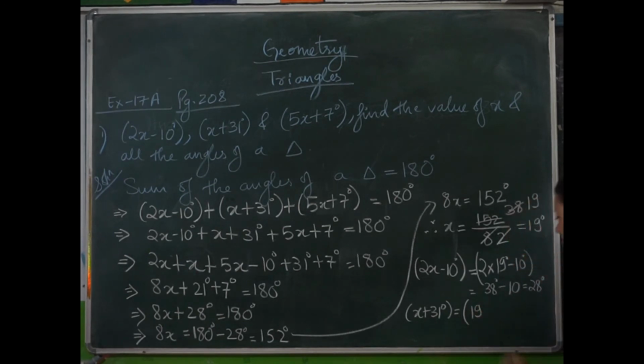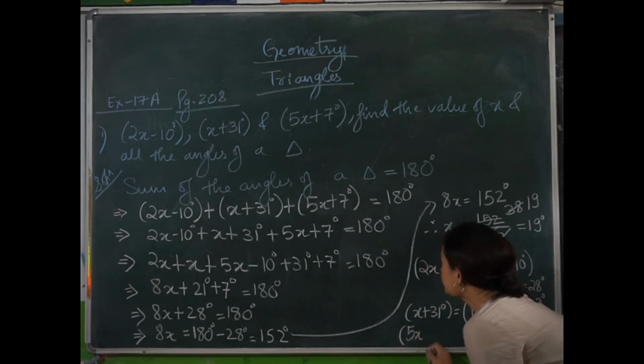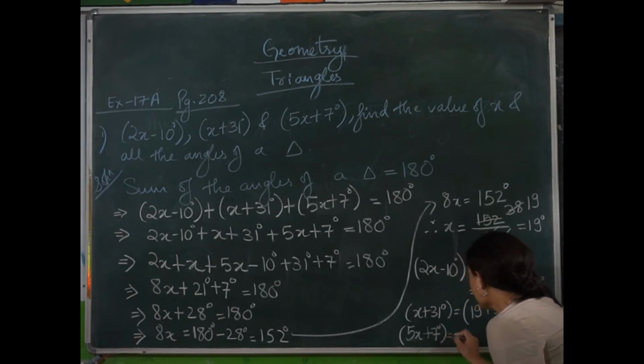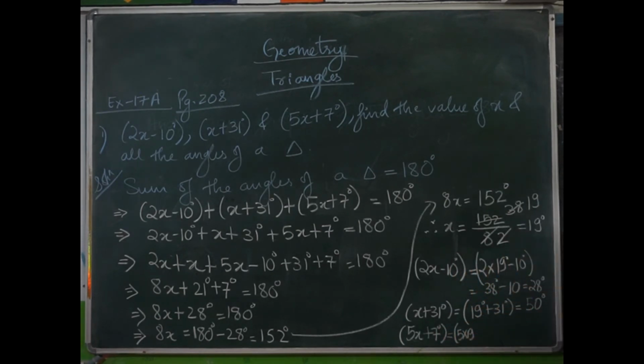The second one is x plus 31 degree, which is your 19. Instead of x, you just write a 19 plus 31, and when you add them, you get it as 50 degree. Okay, and the third one, 5x plus 7 is equal to 5 into 19. So wherever you have x, you just replace it with 19, the value of x that we have calculated. So 5 into 19 plus 7 degree, which we get as 102 degree.